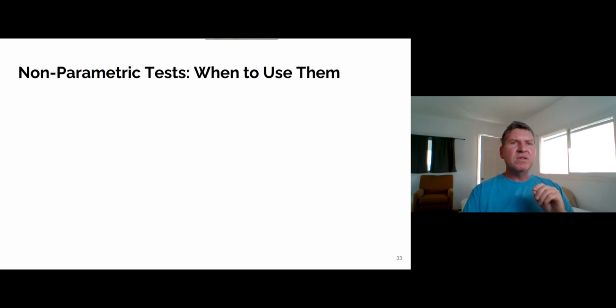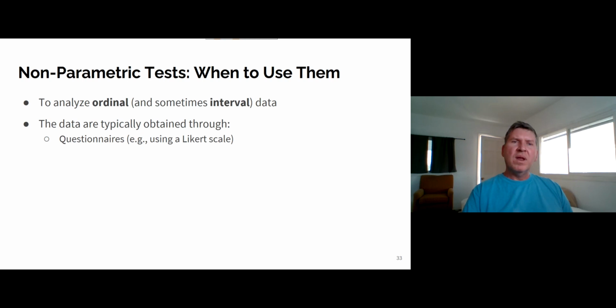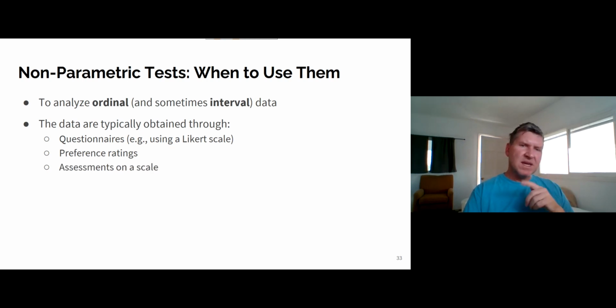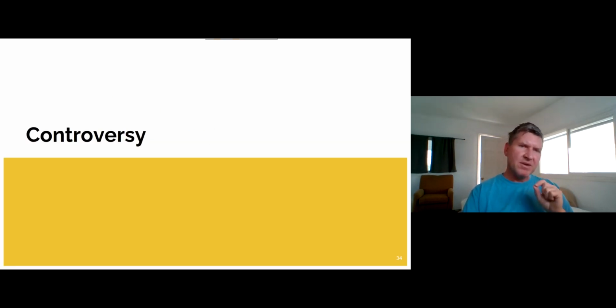So when do we want to use these non-parametric tests? When we have ordinal and sometimes interval data, such as rankings or perhaps Likert values, when we obtain data through questionnaires, through preference rankings or ratings, doing an assessment on a certain scale, like 1 to 10, rather than using direct measurement of human responses. We can obtain subjective information from participants or use some heuristics or some kind of non-empirical or semi-empirical methods. Now, let's talk a little bit about some controversy.